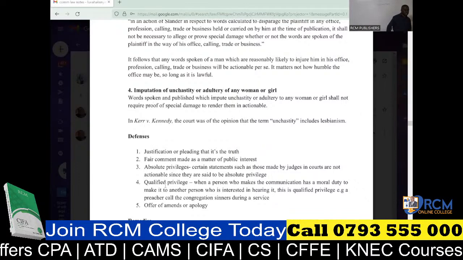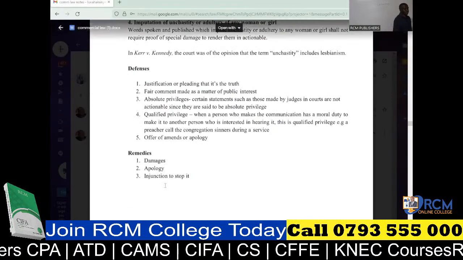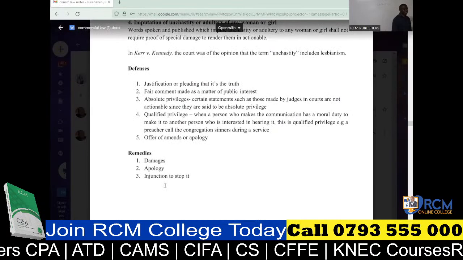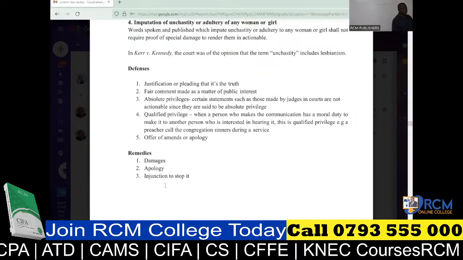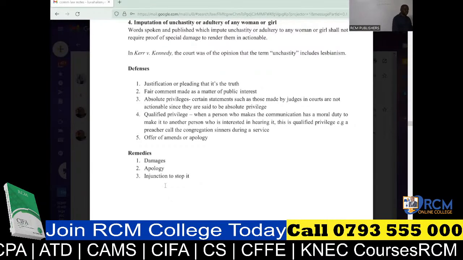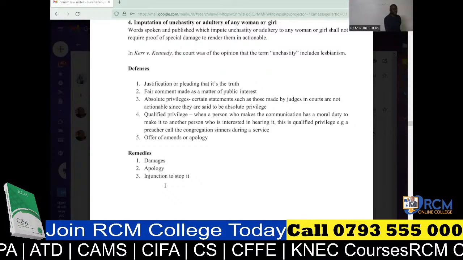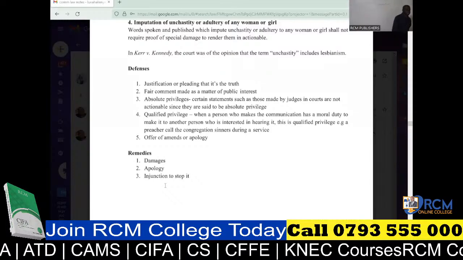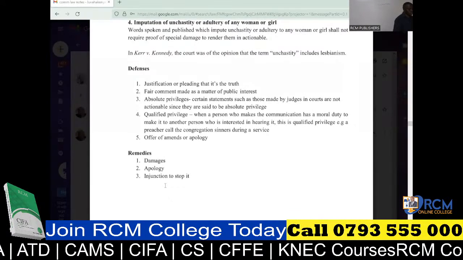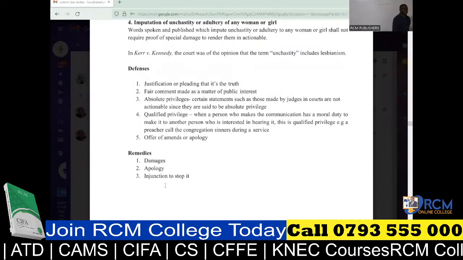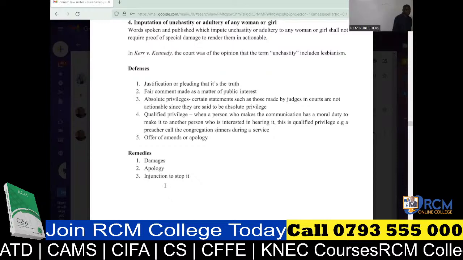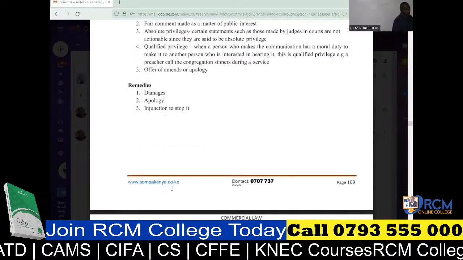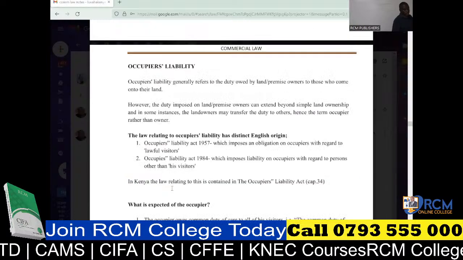So remedies, what are the remedies the court can give? They can give damages, or order compensation of damages. They can ask for an apology to be made by the defendant. If it is a continued defamation that happens from time to time, the court can give an injunction, that is an order to stop the continuance of a particular act. So the court can give out what we call an injunction order.